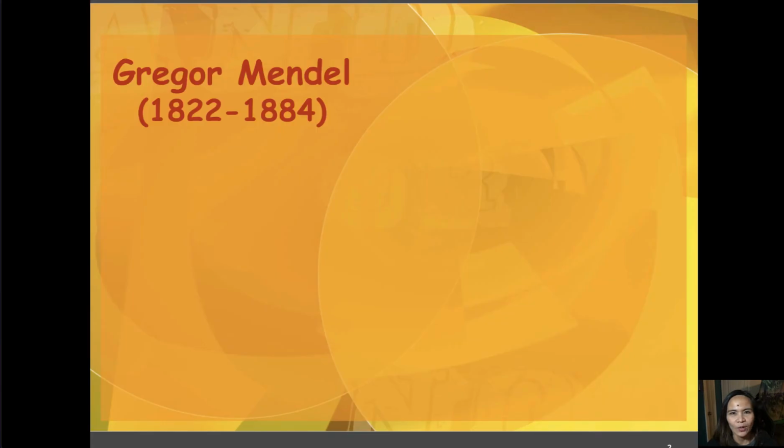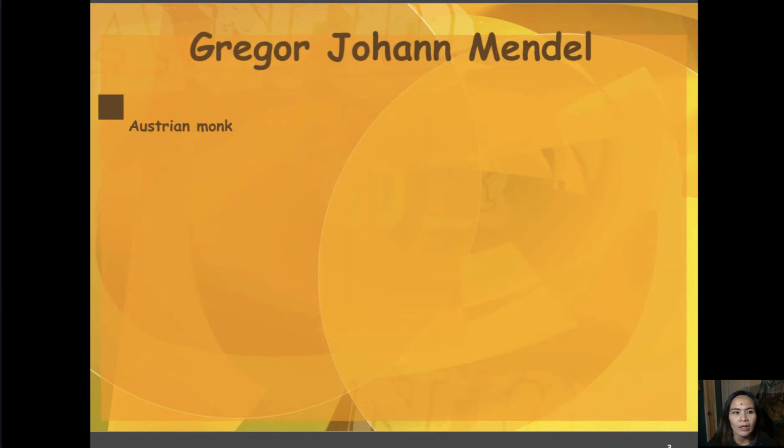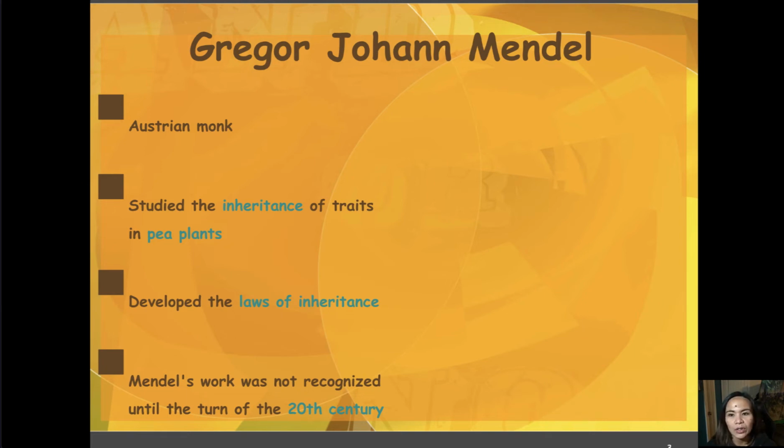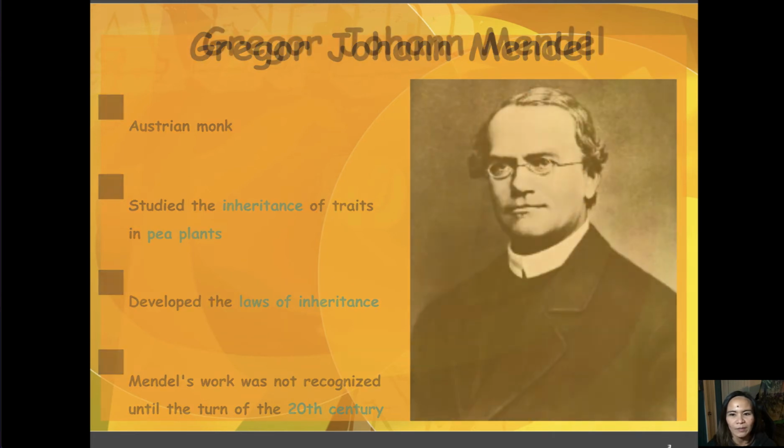Let's start by getting to know who Gregor Mendel is. Well, Gregor Mendel is responsible for the laws governing inheritance of traits. He was an Austrian monk, and he studied the inheritance of traits in pea plants. He developed the law of inheritance, and Mendel's work was not recognized until the turn of the 20th century. So this is Gregor Mendel.